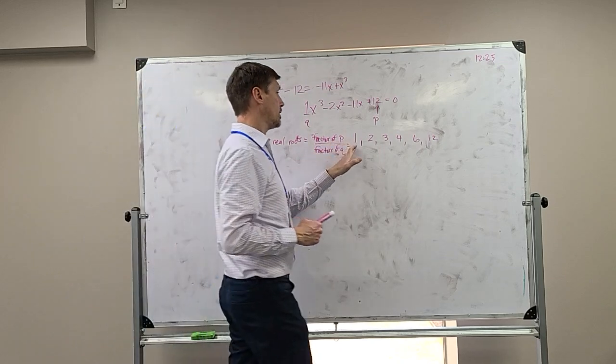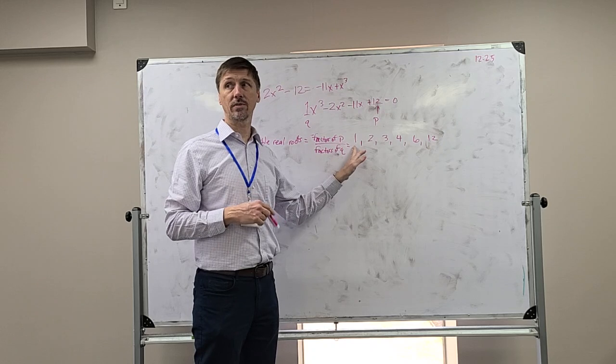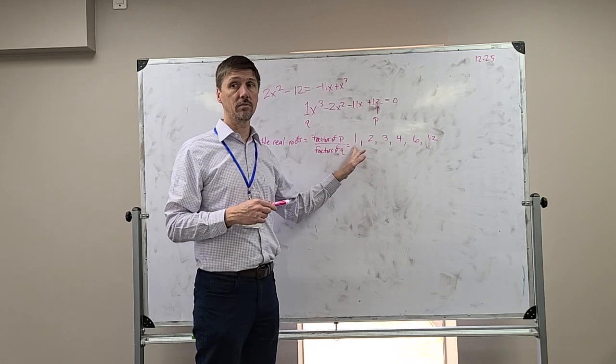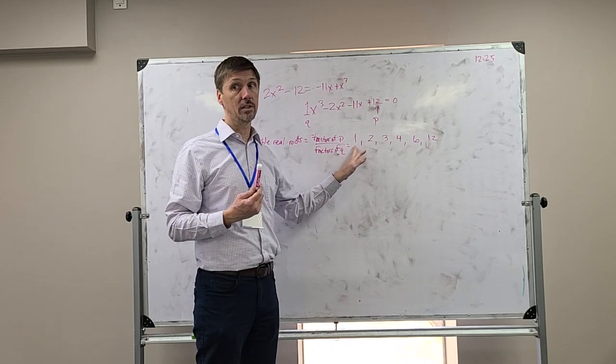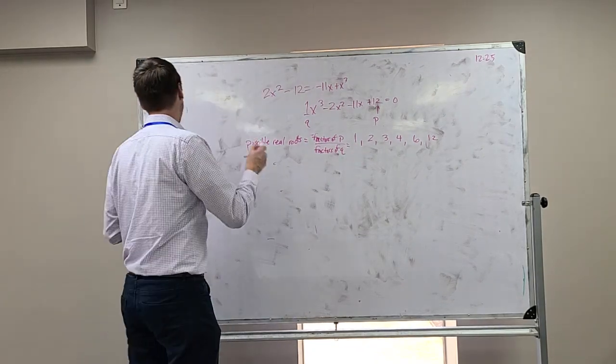Now that 12 is positive, positive 1 times positive 12 will give us 12, but isn't it also true that negative 1 times negative 12 will give us a positive 12? Yes, thank you. Elias got me again.